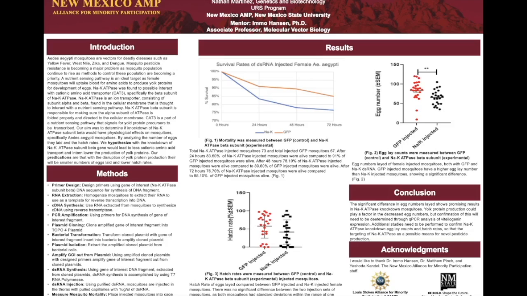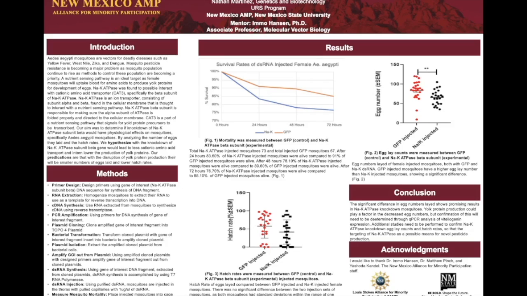A nutrient-sensing pathway is an ideal target as female mosquitoes will uptake blood for amino acids to produce yolk proteins for the development of their eggs. Sodium potassium ATPase was found to possibly interact with cationic amino acid transporter CAT3, specifically the beta subunit of sodium potassium ATPase. This was discovered by using a yeast two-hybrid assay and having CAT3 as our bait protein.